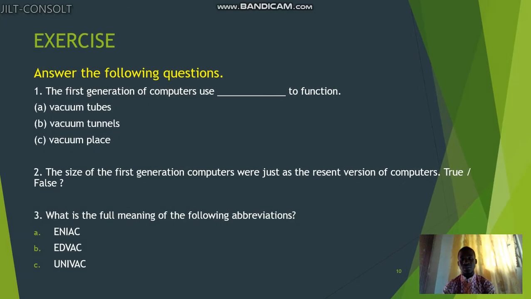Good. So do this short exercise for me before we continue. Number 1. The first generation of computers used what? A. Vacuum tubes. B. Vacuum tunnels. C. Vacuum plates. Then we have number 2. The size of the first generation computers was just like the recent versions of computers. True or false? You should be able to tell me that.